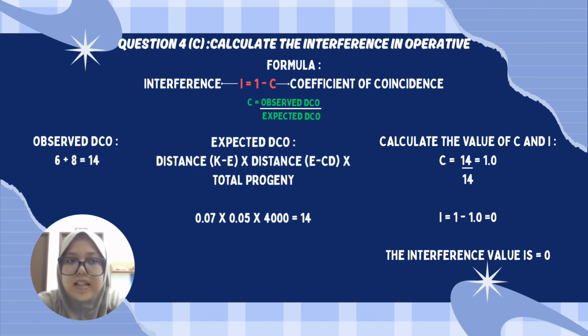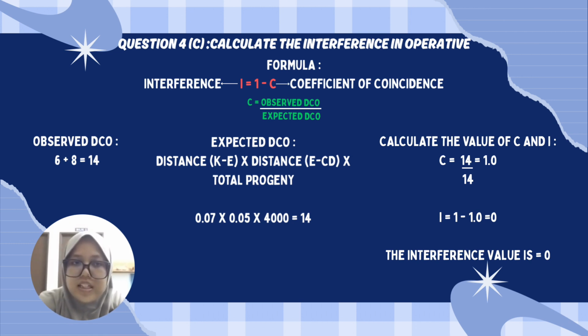For question C, we need to calculate the genetic interference using the formula I equals 1 minus C. First, we need to observe DCO, which is the actual total data from the DCO classes: 6 plus 8 equals 14. I get 6 and 8 from the question, which is 6 kidney ebony and 8 cardinal.